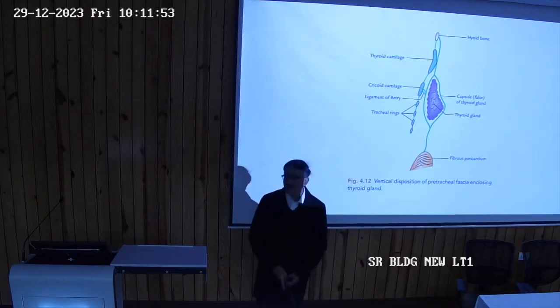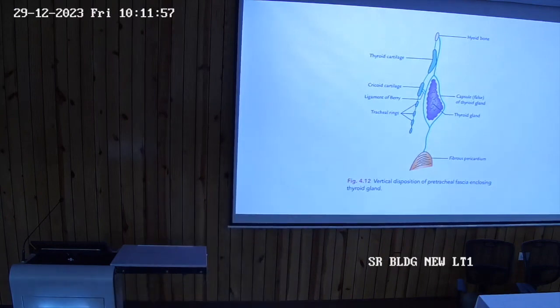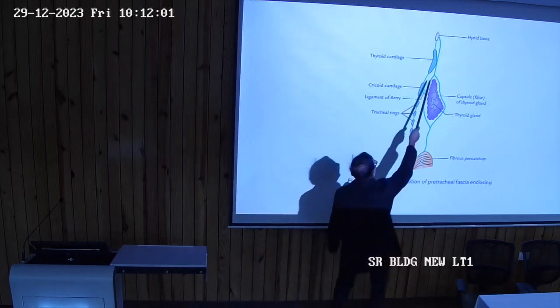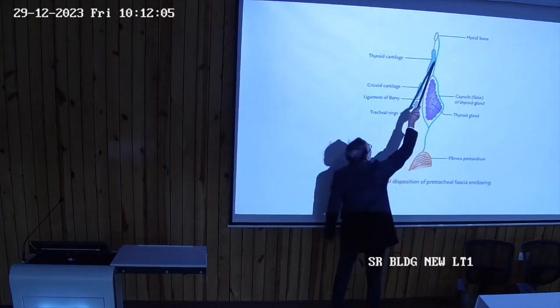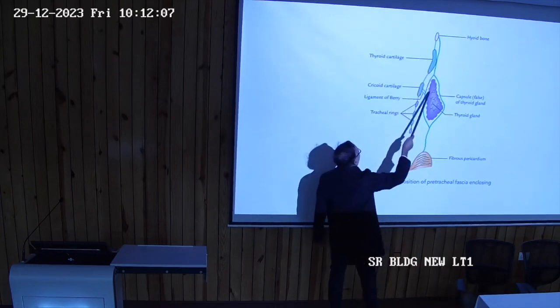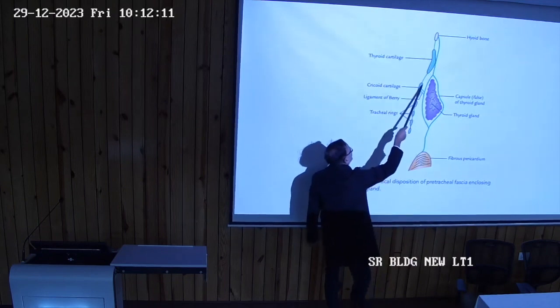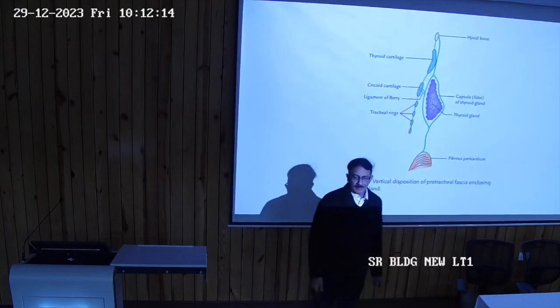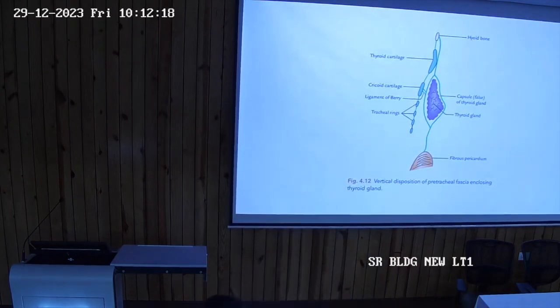Okay, so it's attached above to the hyoid bone. You can see this line is the pretracheal layer. Look, this is the pretracheal layer. It went to the hyoid bone, and it also attaches to the oblique line of thyroid cartilage. And it's not shown here, don't look at the ligament. This is also attaching to the cricoid cartilage, arch of the cricoid cartilage. Is it clear? Above.